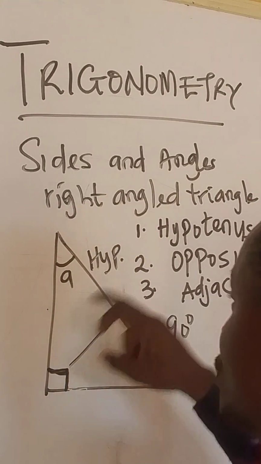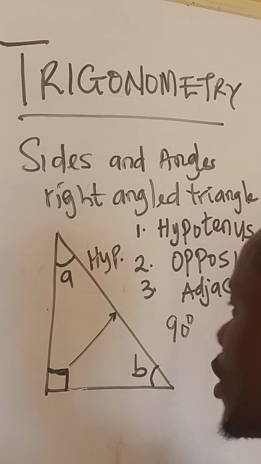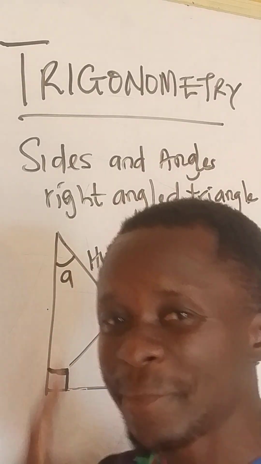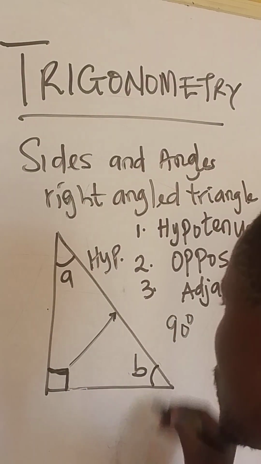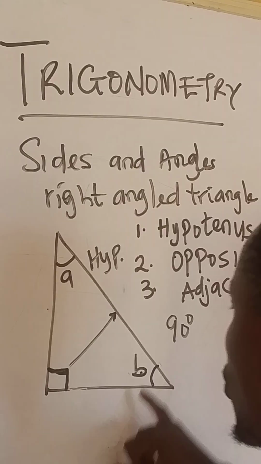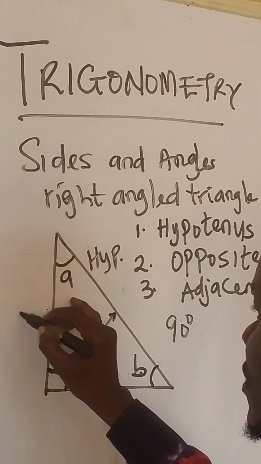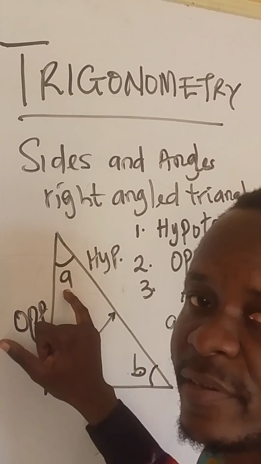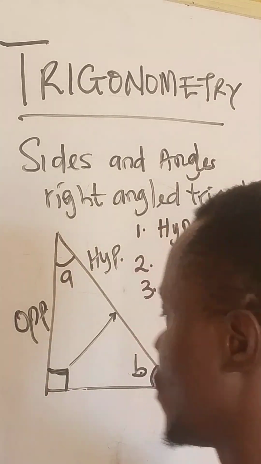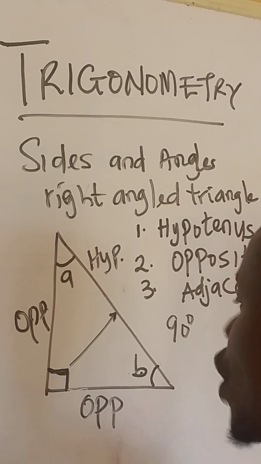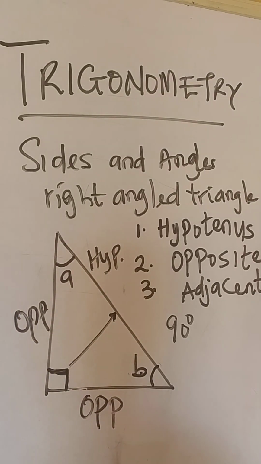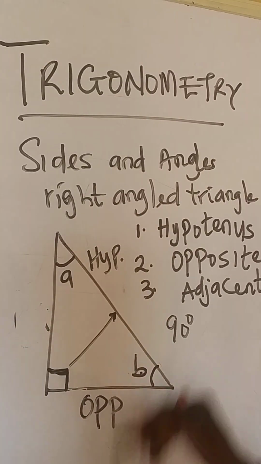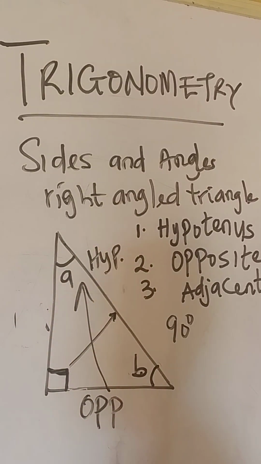Then, having known this, the second one is my opposite. How do I know my opposite? The opposite depends on the angle. Now, if the angle B is what we are considering, then this is your opposite. But if angle A is what you are considering, then this will be my opposite. Now let us consider angle A. So if angle A is what we are considering, then this is my opposite.